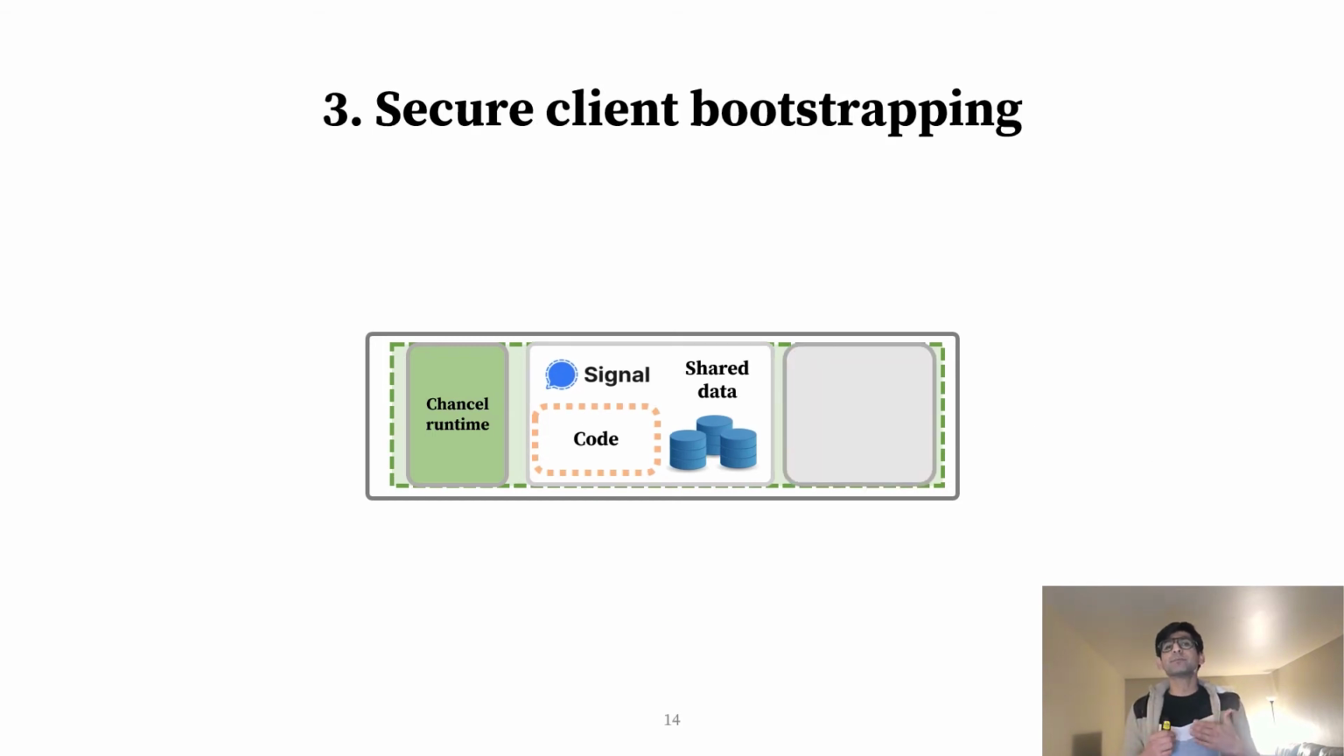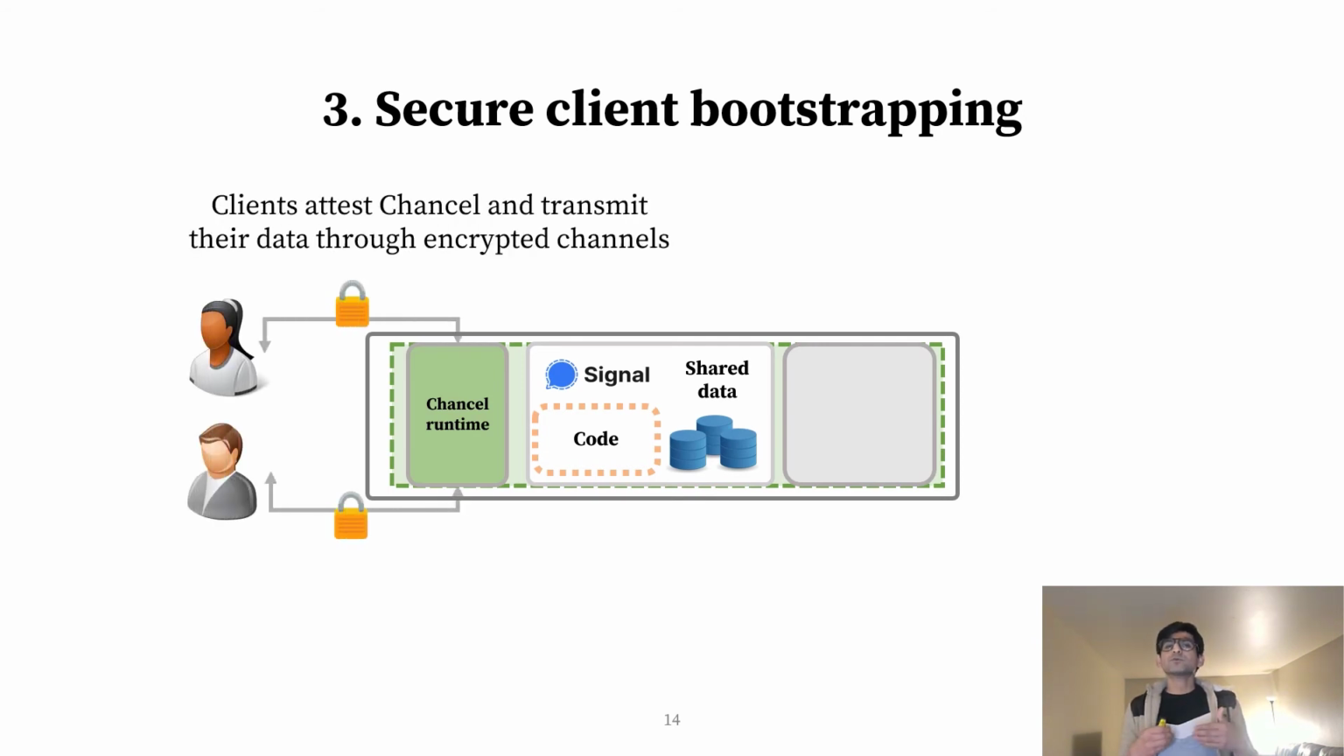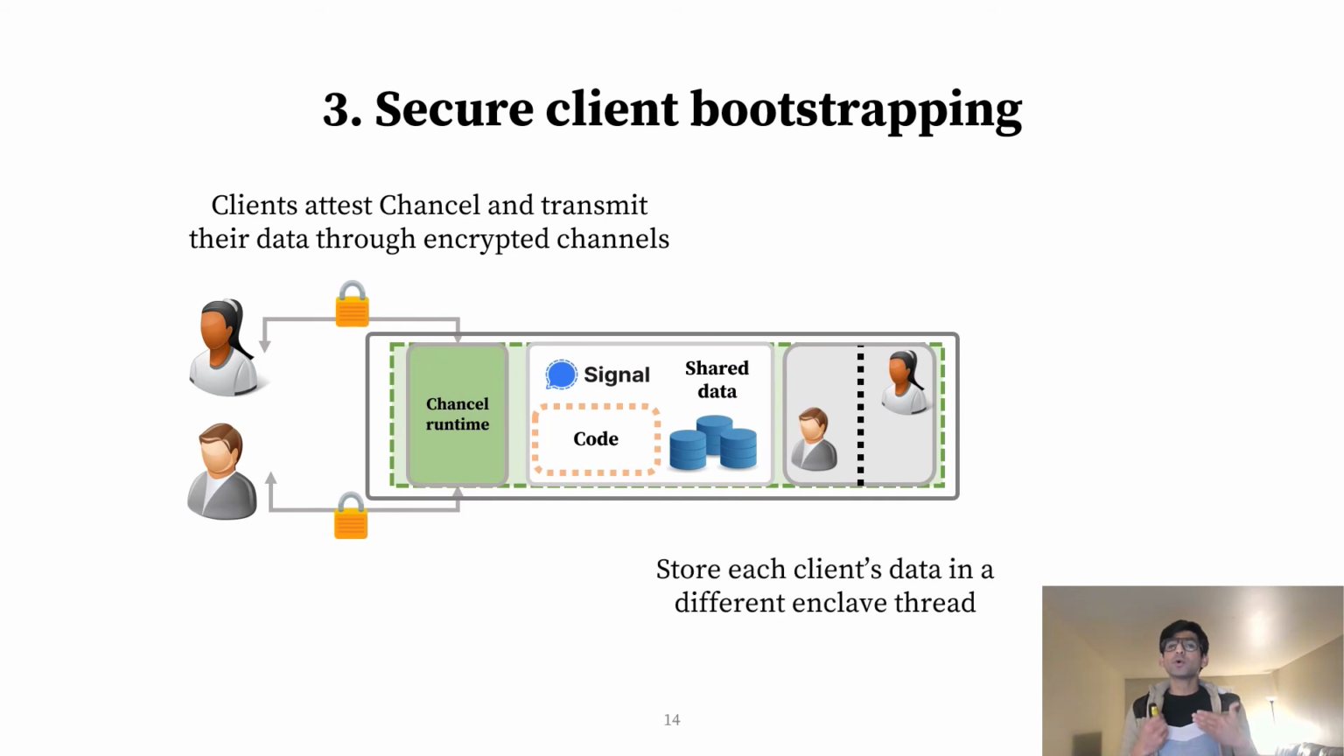The third step of Chancel is to securely bootstrap multiple clients. So, multiple clients will first attest Chancel's enclave using SGX enclave remote attestation, and then they'll transmit their data through encrypted channels that they will create with Chancel's runtime after the attestation is successful, of course. So they'll send their data, and Chancel will store each client's data in a different enclave thread.